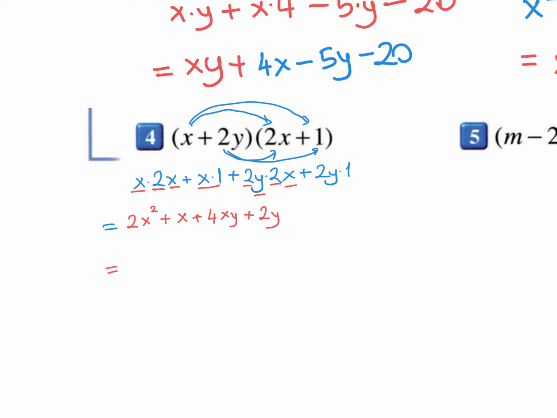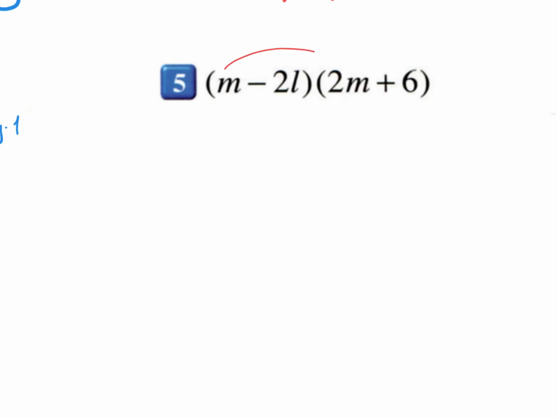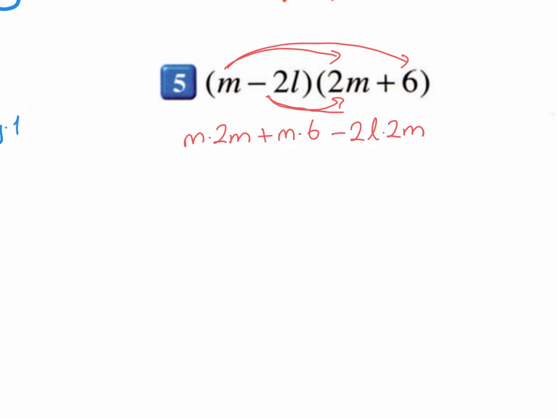Let's see the next one. Next example, m times 2m and m times plus 6, plus will be m times 6, minus 2l. Be careful, this is not 1. Minus 2l times 2m and minus 2l times 6. The result becomes minus 2l times 6.